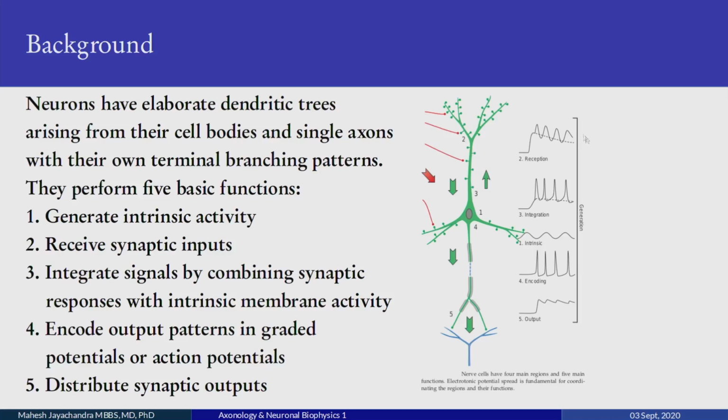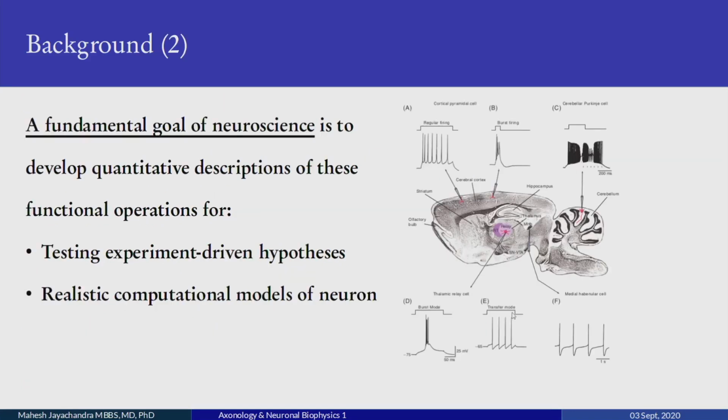Here you see inputs coming in, and they get integrated in the somatic area. Then you have intrinsic activity of the cell, and then it's encoded, and then you have output in the form of action potentials or graded electrotonic potentials. So a fundamental goal of neuroscience is to develop quantitative descriptions of all these functional operations. With these, we can test experiment-driven hypotheses, and we can do realistic computational models of neurons.